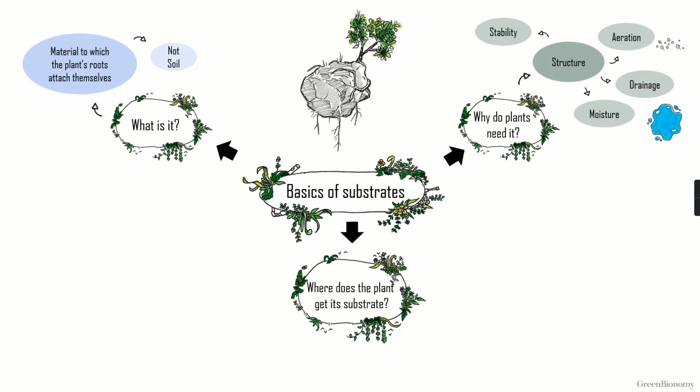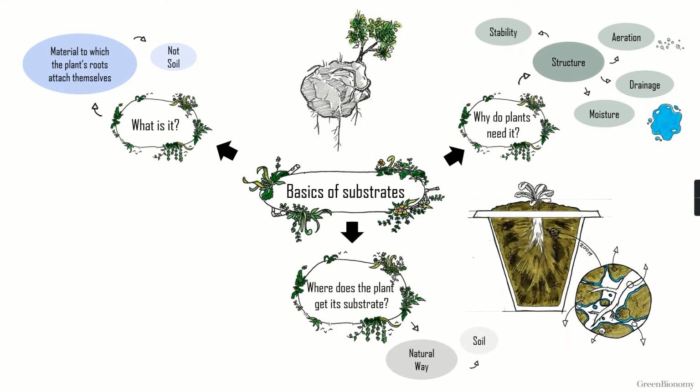Now, where does the plant get the substrate? As I said before, the natural way is soil. In this illustration, if we zoom in, we have the soil particles, then the root of the plant, some air gaps, some nutrients at the surface of the particles, as well as some water in the gaps and on the particles. So you have all of these around the root, and that's basically what the root and the plant ultimately will use to live and survive.